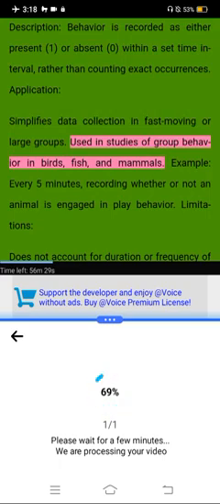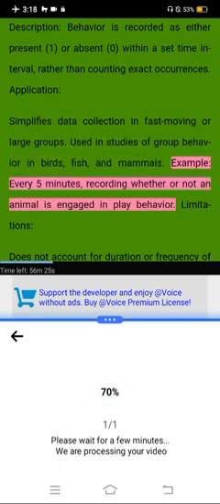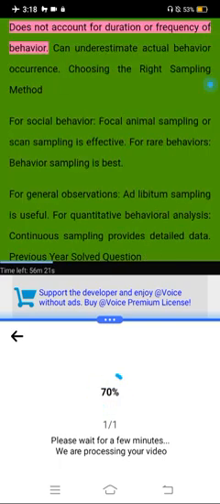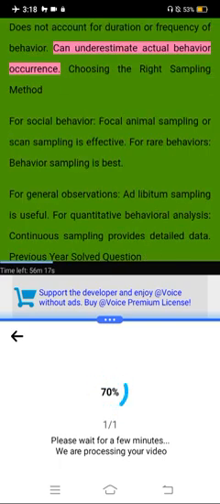Used in studies of group behavior in birds, fish, and mammals. Example: every 5 minutes, recording whether or not an animal is engaged in play behavior. Limitations: does not account for duration or frequency of behavior. Can underestimate actual behavior occurrence.